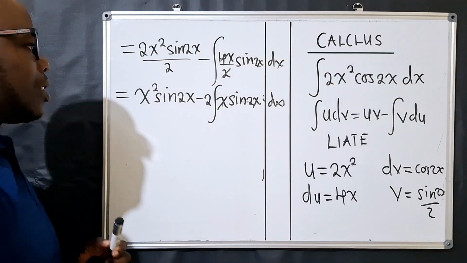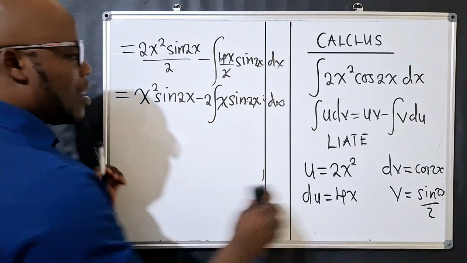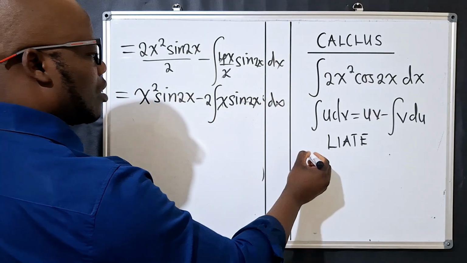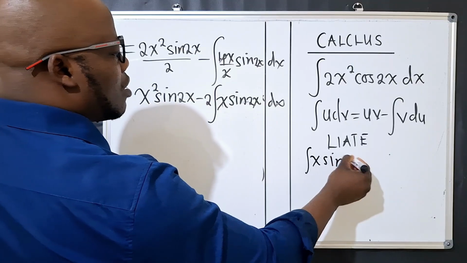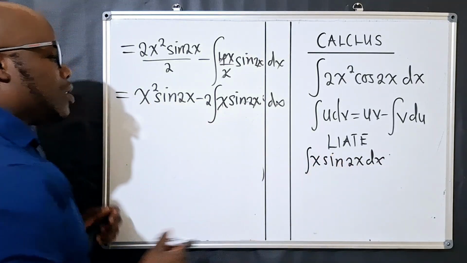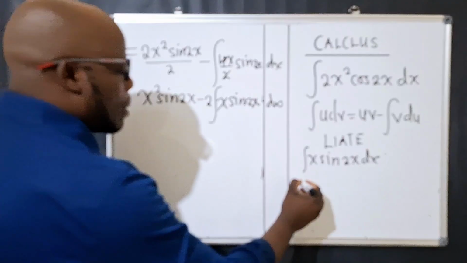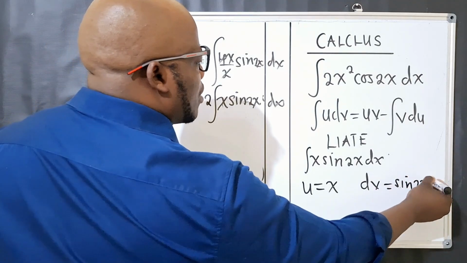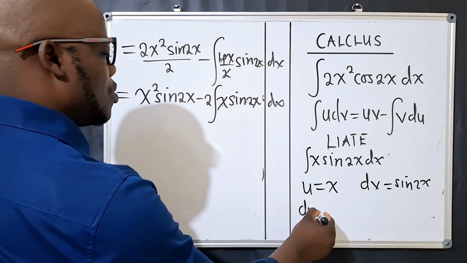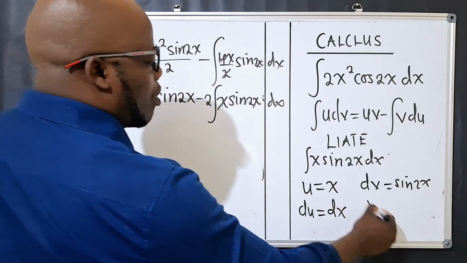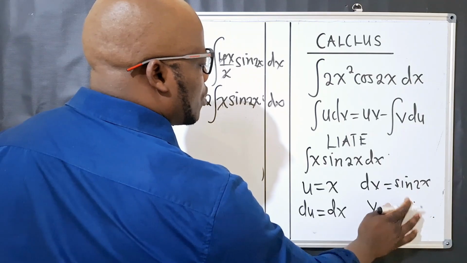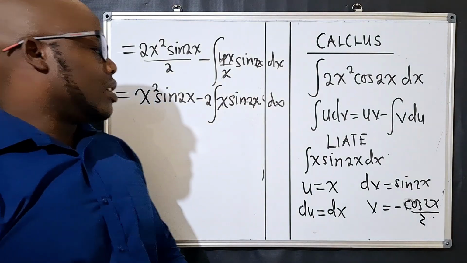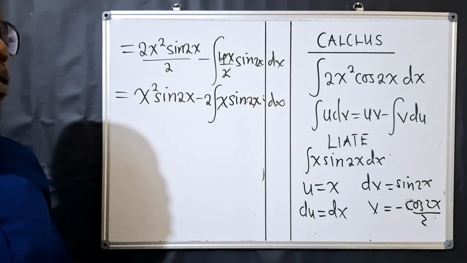So from this point, I want you to see something. We're going to get what is here, that is the integral of x sin 2x dx. So out of this now, we identify our u. Our u will be algebra, of course, and dv will be sin 2x. Our du is equal to dx. Our v will be equal to negative cos 2x over 2. So we integrate sin 2x. The integral of sin is negative cos.